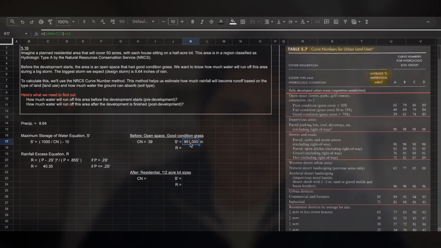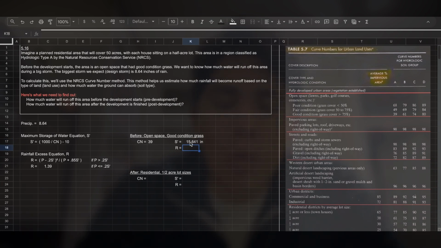Now, with this value, let me double check. I don't recognize the number, if that's correct. That's not correct, and that's because I'm using minus here when it should be a division. Okay, this is the actual value. The other value was way too high.